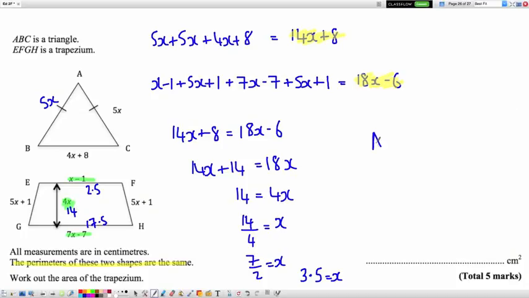So to find the area, we're going to have half multiplied by the sum of the parallel sides, 2.5 plus 17.5, multiplied by the height, 14. This gives us an area of 140 centimetres squared.